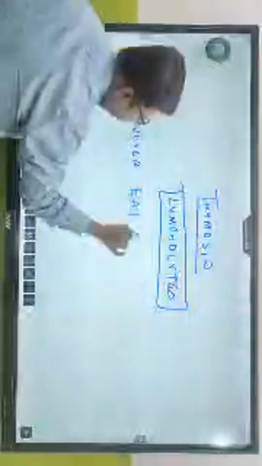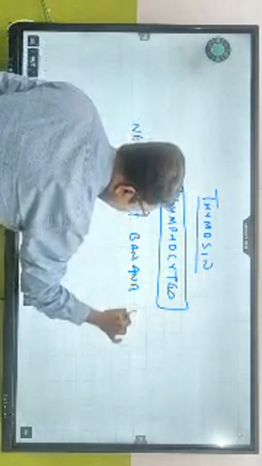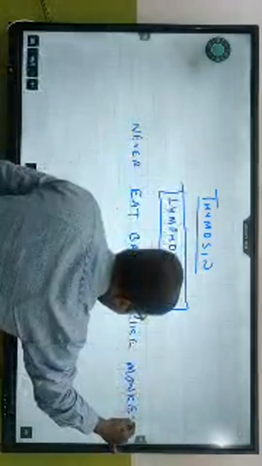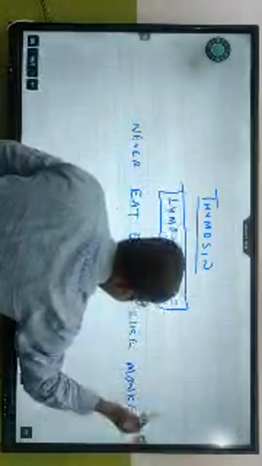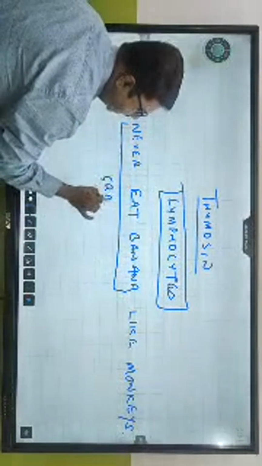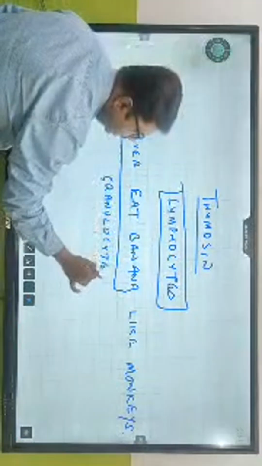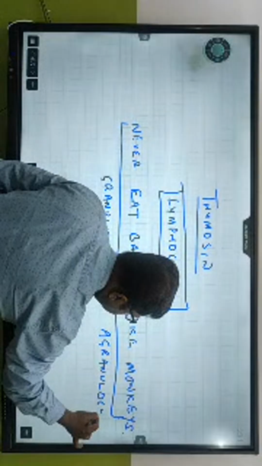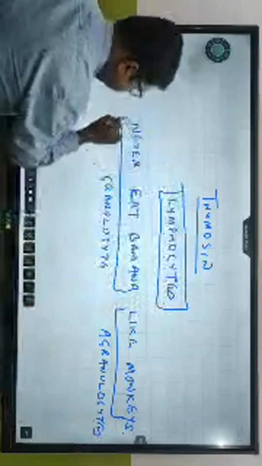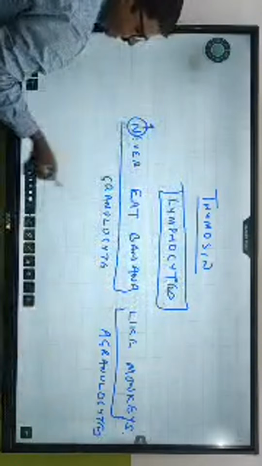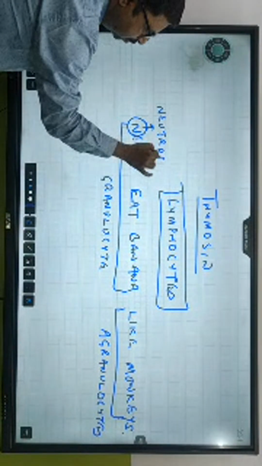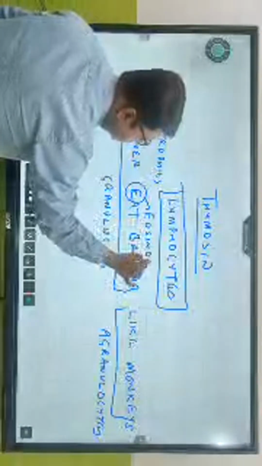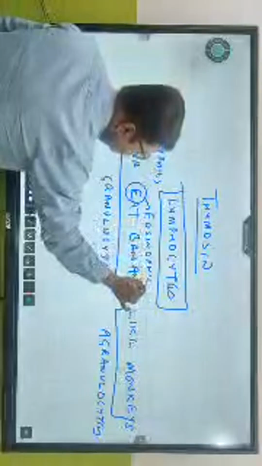If you remember the term, never eat banana like monkeys. Never eat banana is granulocytes. Like monkeys is agranulocytes. So what is this N? N stands for neutrophils. E stands for eosinophils, and B stands for basophils.